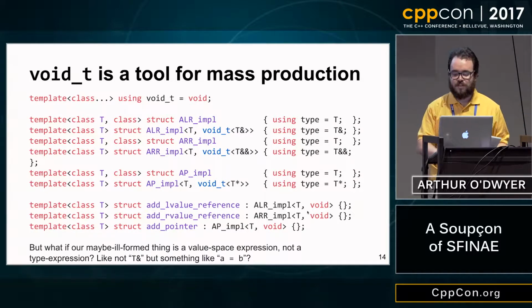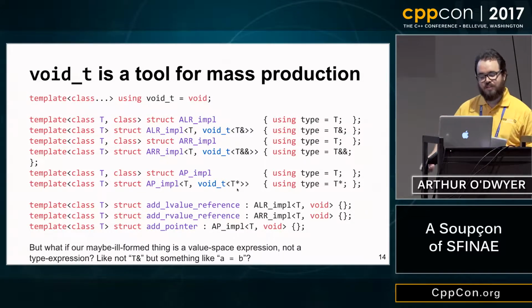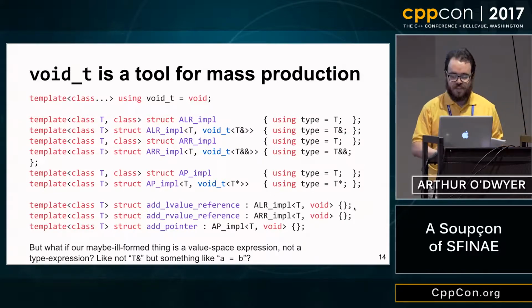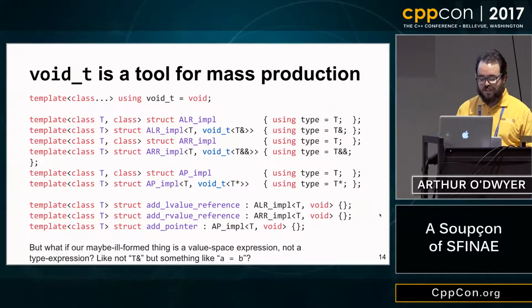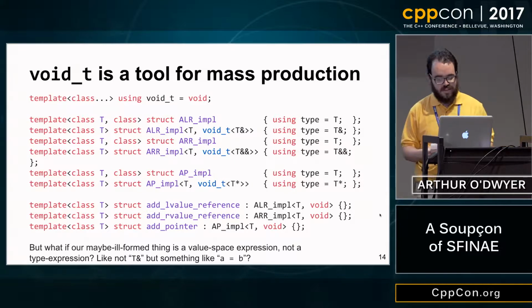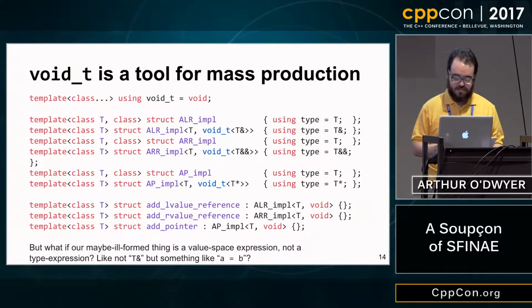I can add R value reference. That looks exactly the same. I just say tref ref in 2 places. I can say add pointer. That looks exactly the same, except I say t star in 2 places. So this is easy for really stamping out, mass-producing these type traits with very little code.